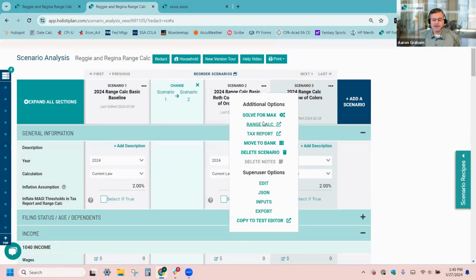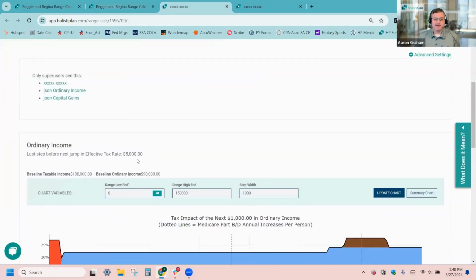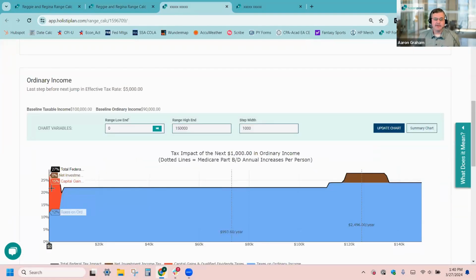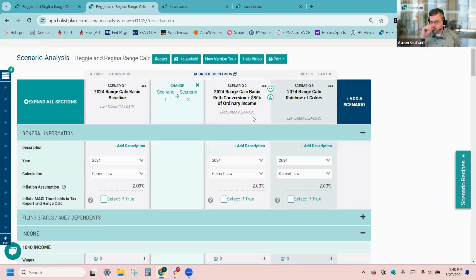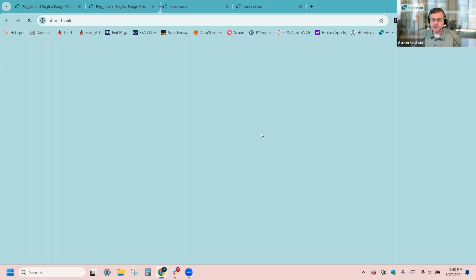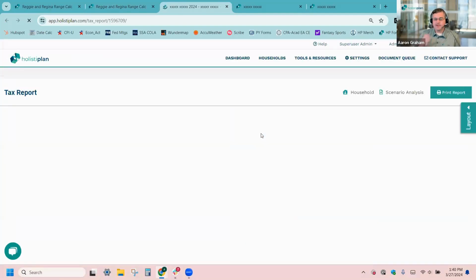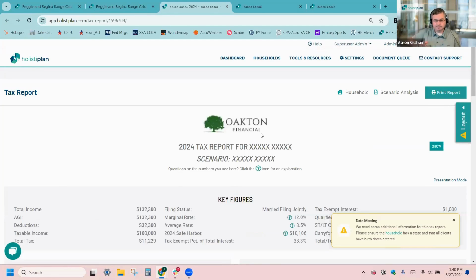So when we run this range calc, again, this is $80,000. So we expect the 0 to be right in the middle, and it is. It's right in the middle of that red section. One thing I did want to show you just to illustrate how this shows up. One thing that not all advisors are aware of, you can run a tax report from any projected scenario. So I'm going to run this tax report on this $80,000 of Roth conversion. We saw that the 0 line was right in between that red area, right? It's right in the middle.